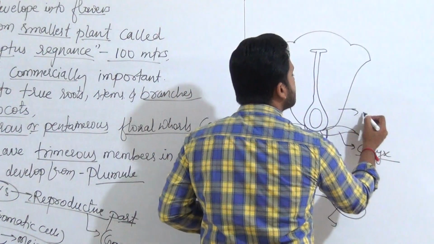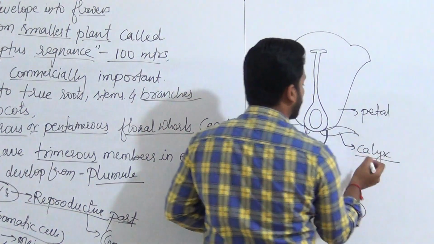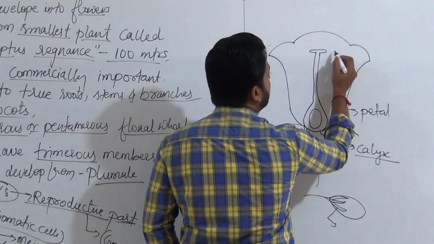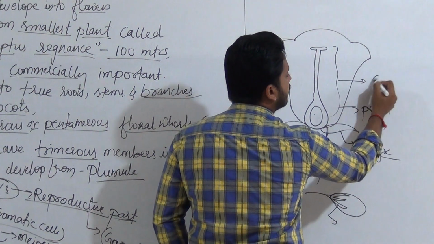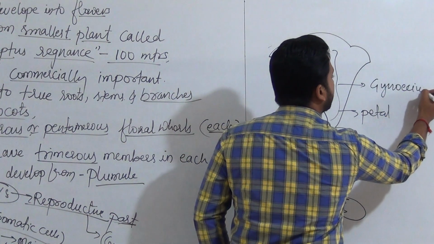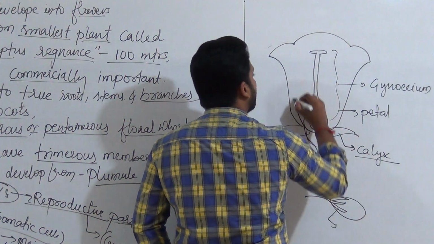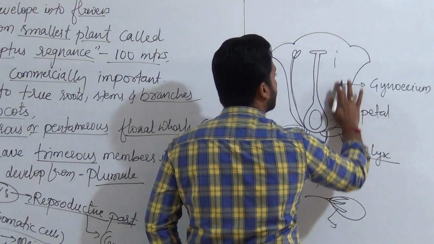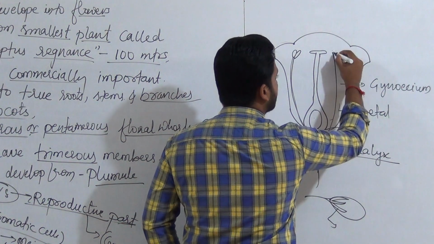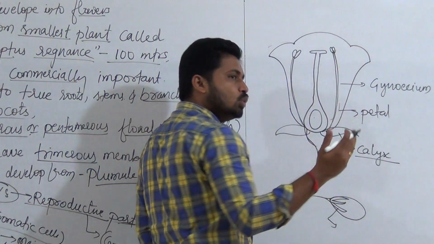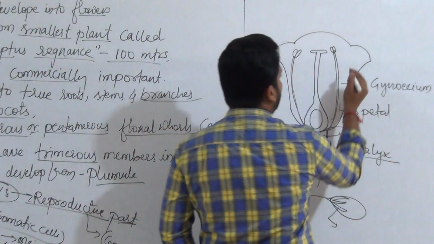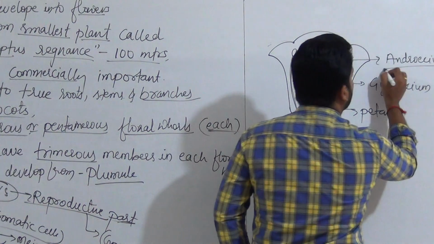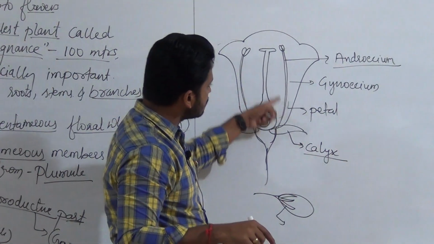Okay, this is petal. Now which part is this? This is nothing but total gynoecium. I will write gynoecium, and these are what? Androecium. How many androecium can there be? They may be 2, they may be 10, 6, 8, 5 like that. The member of androecium is called stamen.